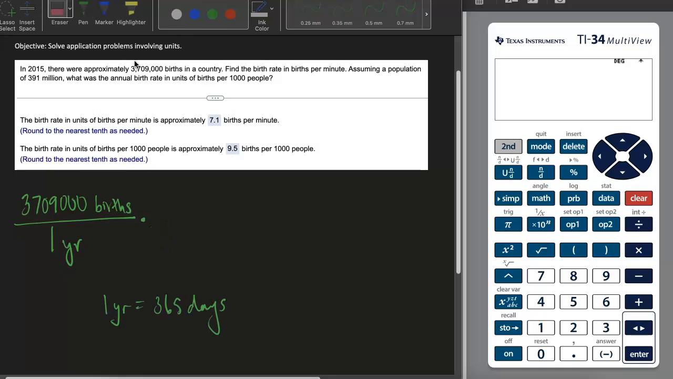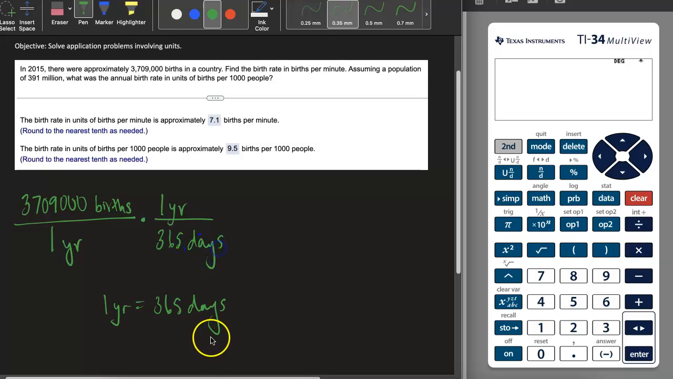Now, from this point, we're going to start using some well-known conversion facts. Like, for instance, we know that 1 year contains 365 days. And how we're going to use this is we're going to rewrite this conversion fact as a fraction in a way so that we are eliminating the unit year, and we're going to be left with the unit days. It's going to look something like this. We're going to place the 1 year in the numerator and the 365 days in the denominator.